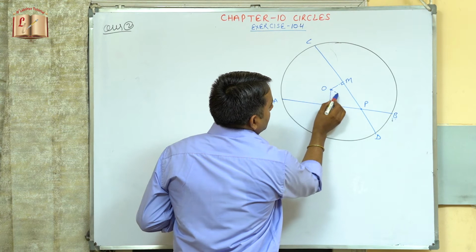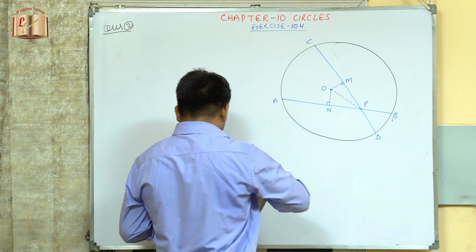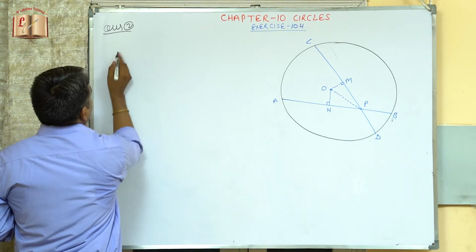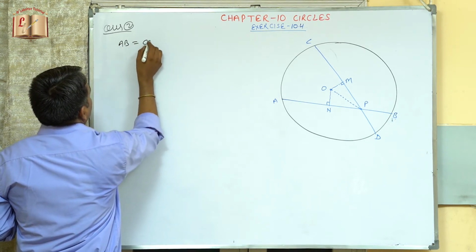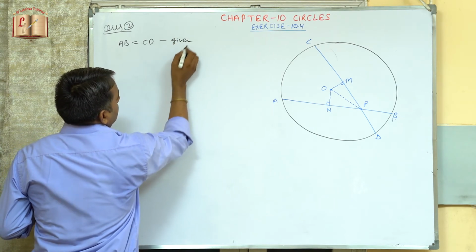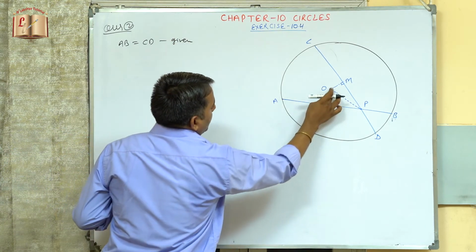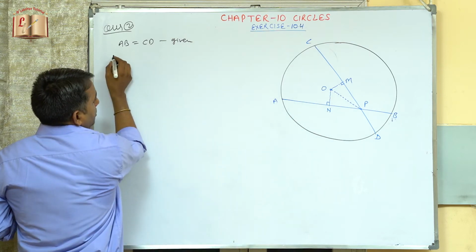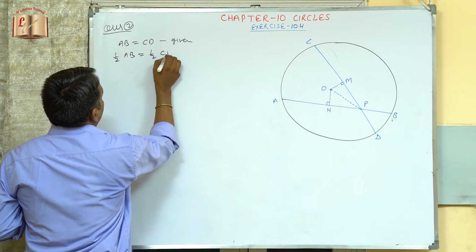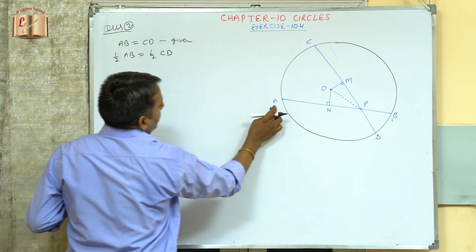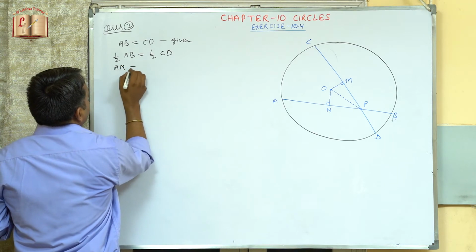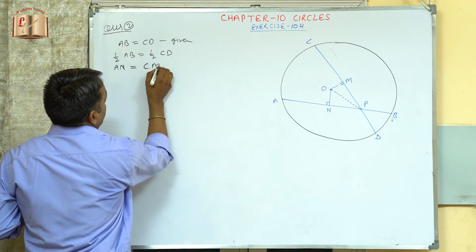And this side is joined. Now it is given that chords are of equal length, so we can write AB is equal to CD. This is given to us, and this is the perpendicular distance OM. So half of AB will also be equal to half of CD. Half of AB is AN, so we can write AN is equal to CM.